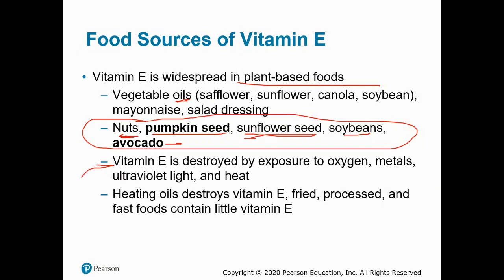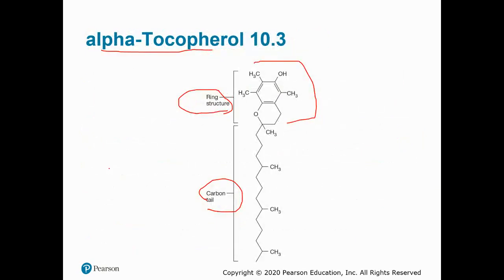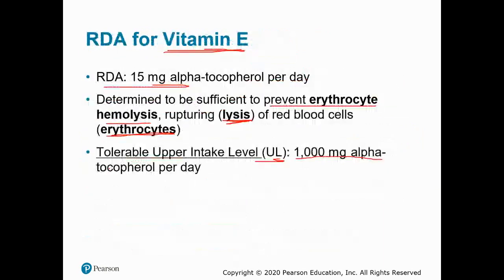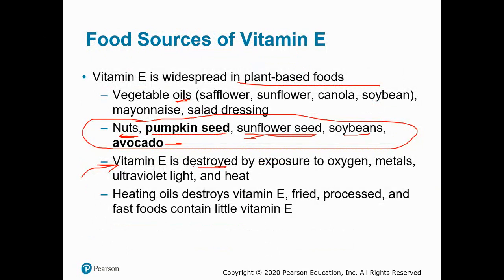Remember, as with all vitamins, these are molecules. These are larger structures made up of many different atoms, and that means they can be destroyed. So exposure to air, exposure to different metals, exposure to UV light, and exposure to heat will all destroy vitamin E. That's why many vitamin supplements come in an opaque container, and they suggest that you store it in a cool, dark place so that you avoid exposure to oxygen, light, and heat.